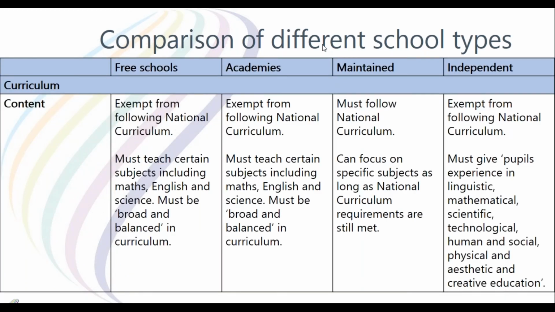So if we start with curriculum, under the heading of curriculum, you can see that there are differences in terms of the expectation for free schools, academies, maintained schools, and independent schools. Maintained schools must follow the national curriculum. Free schools and academies are exempt from following the national curriculum, but there are some stipulations around core subjects such as maths, English, and indeed science.